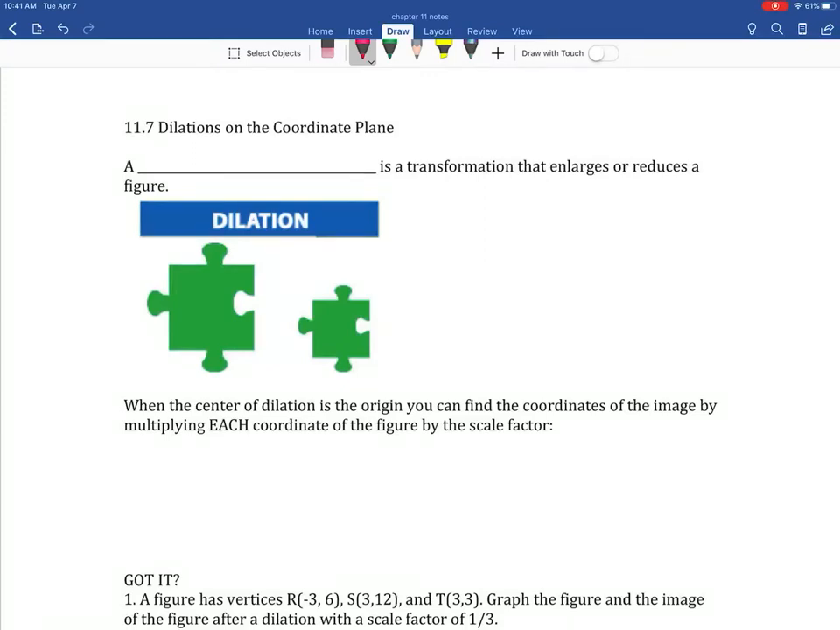11.7, dilations on the coordinate plane. A dilation is a transformation that enlarges or reduces a figure. Think about dilating your pupils. When you dilate your pupils, they get really big.